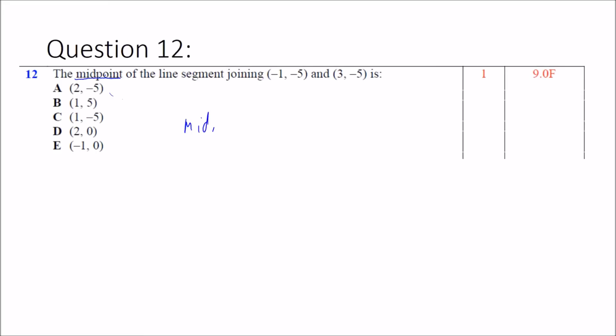So the midpoint is located at the average of the x values and the average of the y values. So all you've got to do is put them in. Now, it doesn't really matter which order you put them in because they're still going to average out the same. So I'm just going to work from left to right in terms of the coordinates.